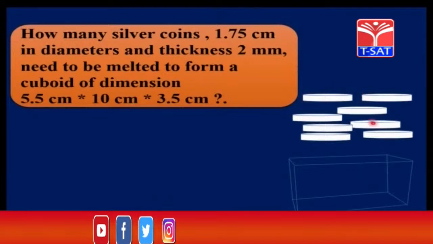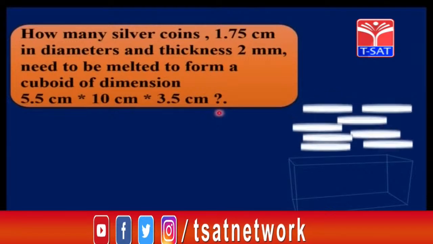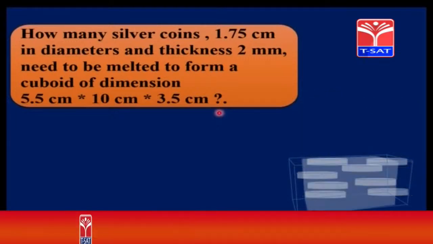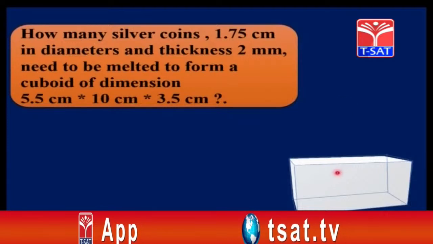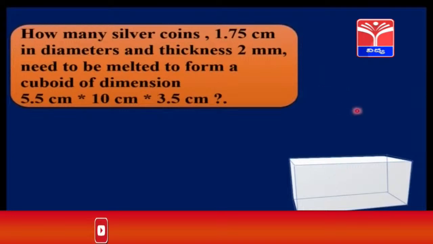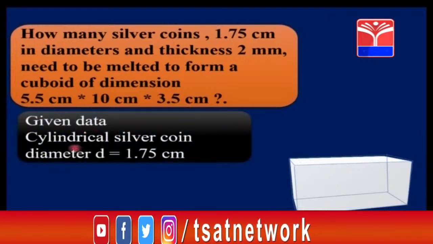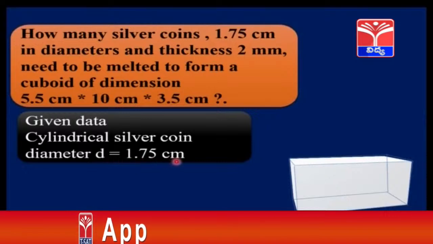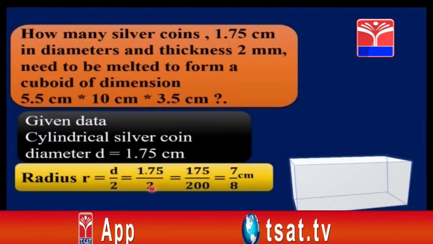And these coins are melted to form a cuboid of these dimensions. Yes, children, the coins are melted and converted in the form of a cuboid. We have to find out how many coins are required to make a cuboid of this given dimension. So given data, the cylindrical silver coin diameter d is 1.75, then its radius is half of the diameter, means 1.75 by 2.